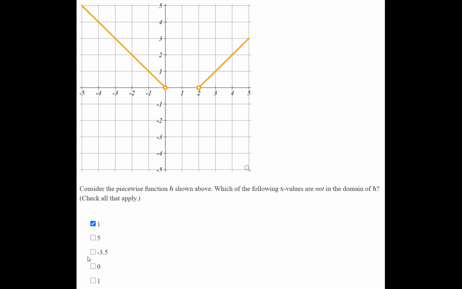Sorry about that. Negative 3.5 is here. We run into a point in the graph, so that is contained in the domain.